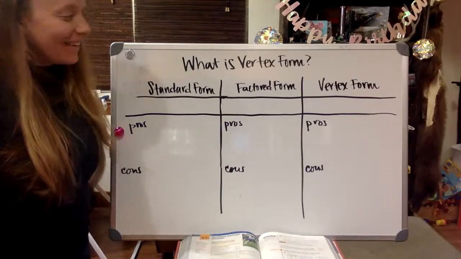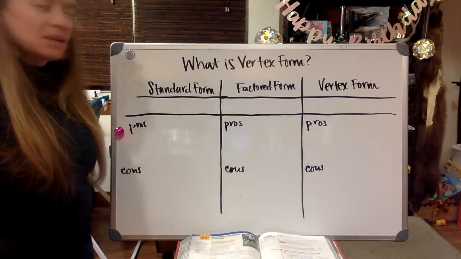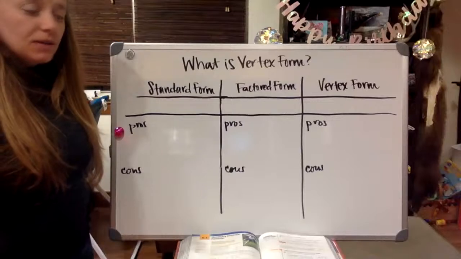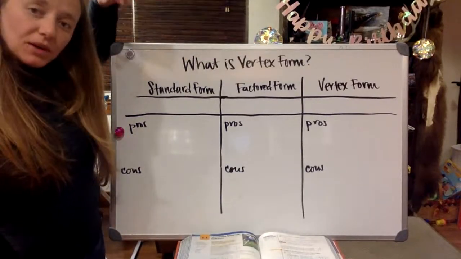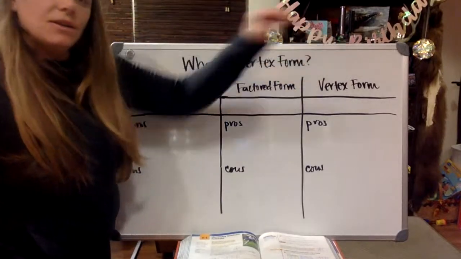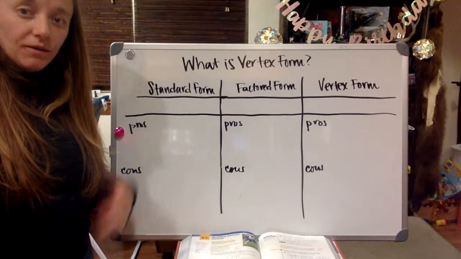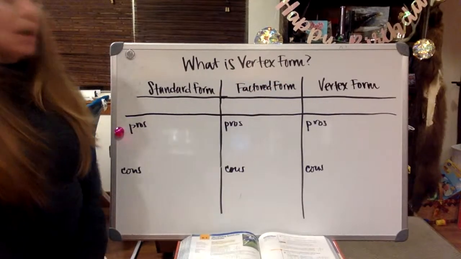Today, what we're going to be starting to talk about is vertex form. We have already talked about standard form, and we've looked at factored form of quadratic equations. Now we're headed into vertex form and seeing what the pros and cons of each of these are.